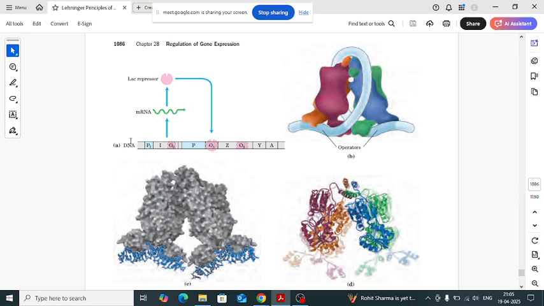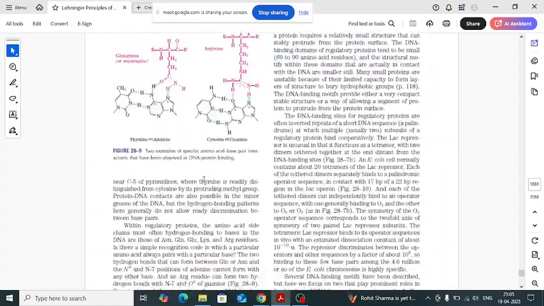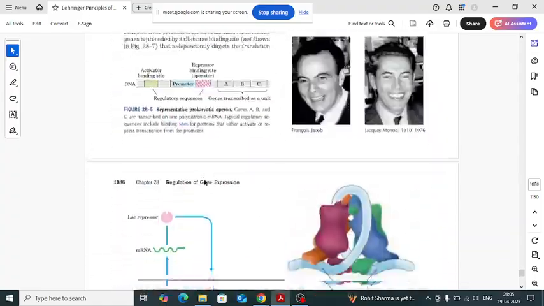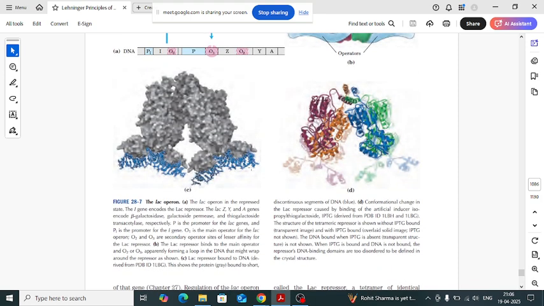So for example, this is your lac operon. There is a cluster of genes here. P1, P is the promoter, and then there are two operators, O1 and O3, followed by three genes Z, Y, and A. So lacZ encodes the beta galactosidase, lacY encodes galactoside permease, and lacA encodes thiogalactoside transacetylase. All of them are important for lactose metabolism, right?